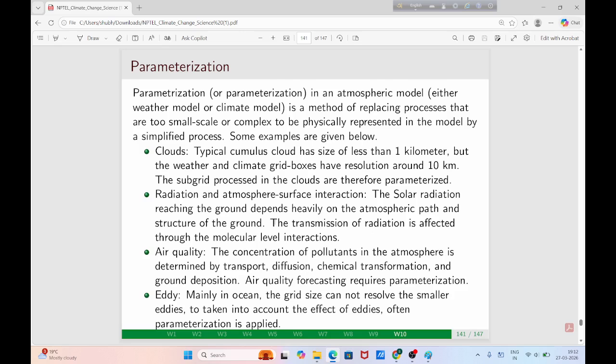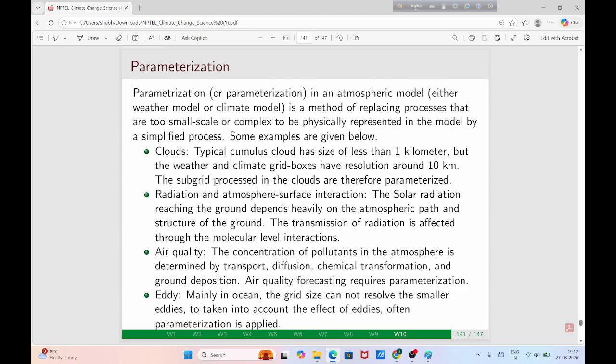Similarly, the radiation transmission, reflection, refraction, and scattering also depend on molecular level interactions. We cannot resolve those molecular level interactions, so we try to parameterize using simple formulas that depend on the density and the optical path. The extinction coefficient is the scattering and absorption of the molecule. So these parameterizations are used for the radiation, and after the radiation is parameterized, we can do the energy balance.